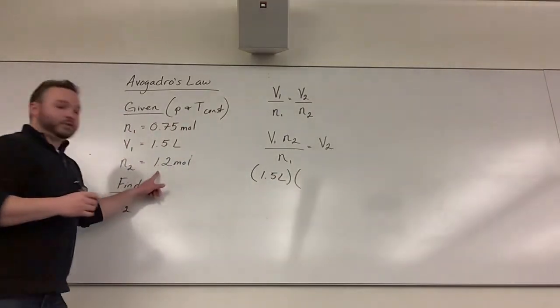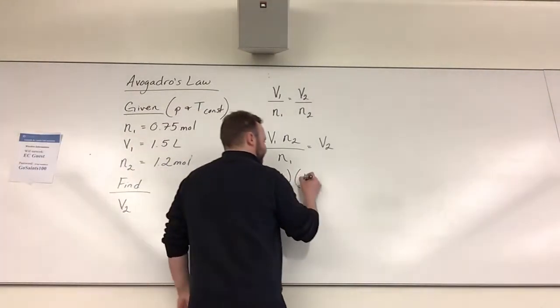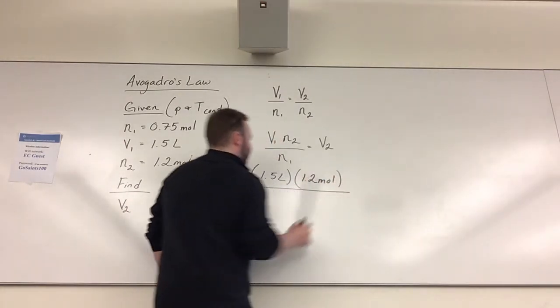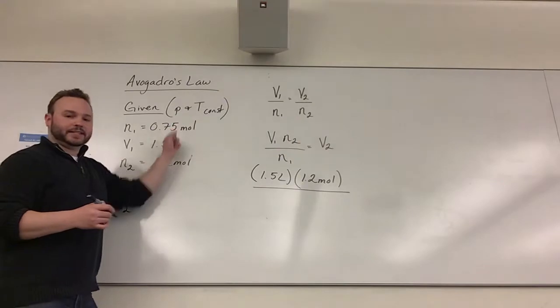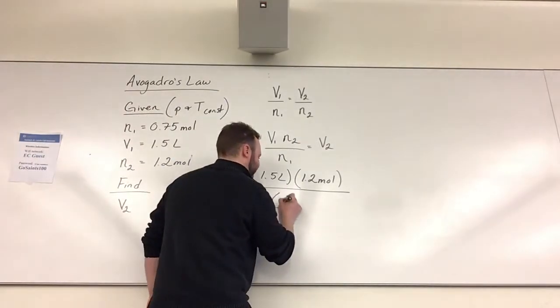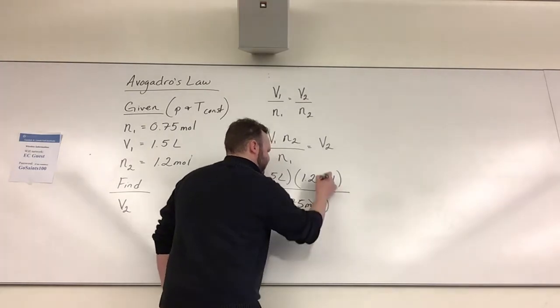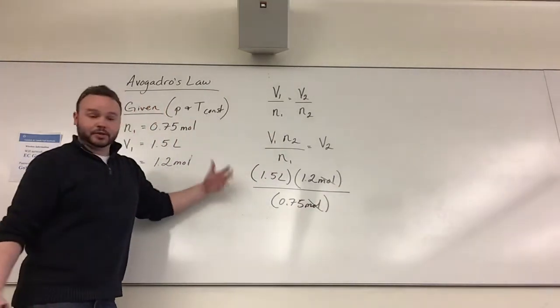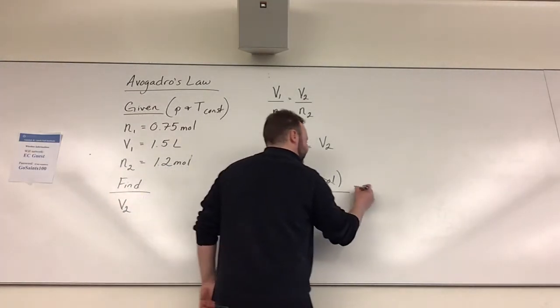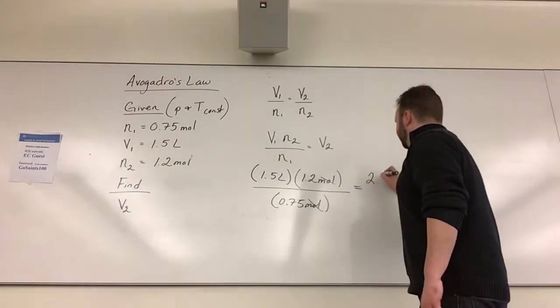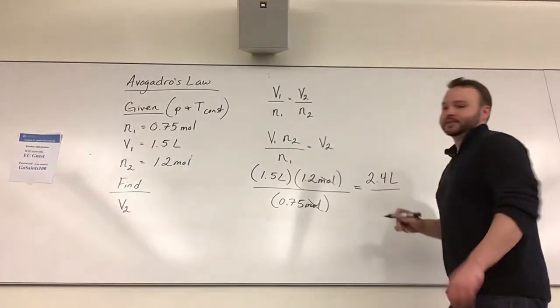My N2 is 1.2 moles. And under condition 1, I only had 0.75 moles. Moles and moles cancel. I'm left with units of liters, which is a unit for volume, so that makes sense. I do my math out to 2 significant figures, and I should get 2.4 liters.